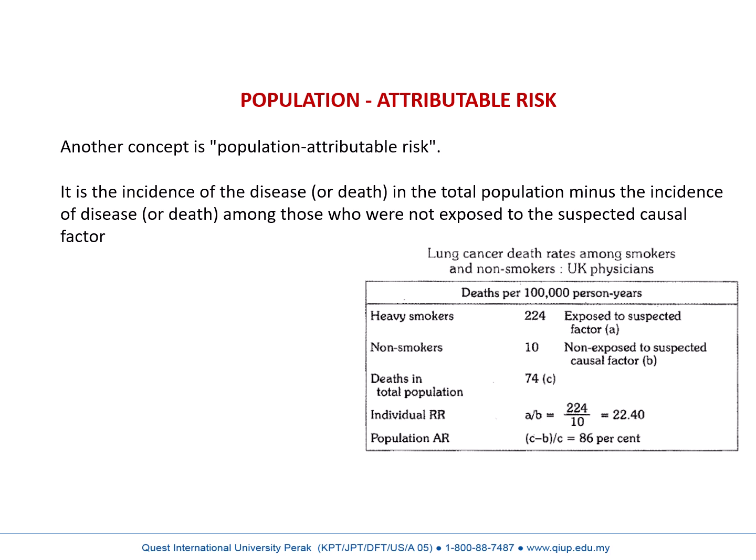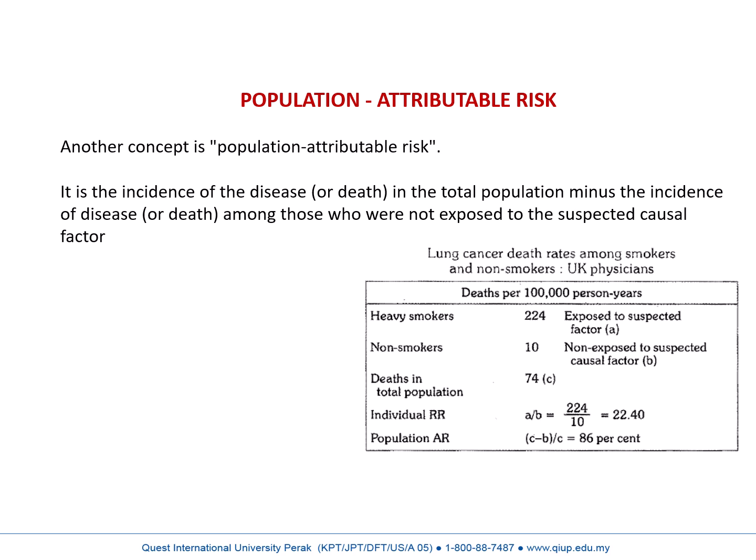In this picture you check, the number of deaths in total population is 74. Number of deaths among non-smokers is 10. So population attributable risk will be number of deaths in total population minus number of deaths among non-smokers divided by number of deaths in total population. So here 74 minus 10 divided by 74. That will be 86%.